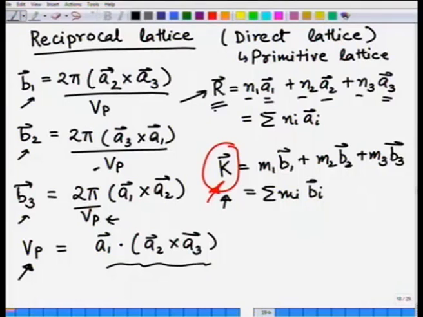We will continue on this part, since now I have constructed b1, b2, b3 as vectors, just like a1, a2, a3. From a1, a2, a3 we could construct a primitive lattice. Similarly, with b1, b2, b3, these vectors in reciprocal space, we should be able to construct another lattice, which we will call the reciprocal lattice constructed by b1, b2, b3, which we will start in the next lecture. Thank you.